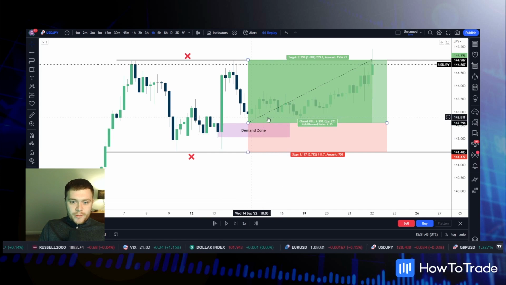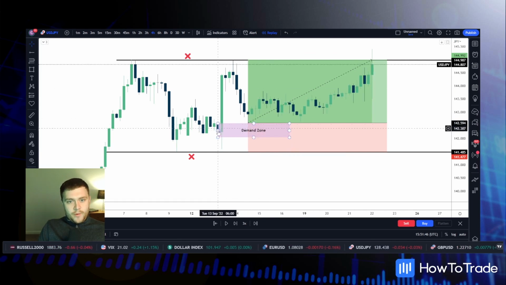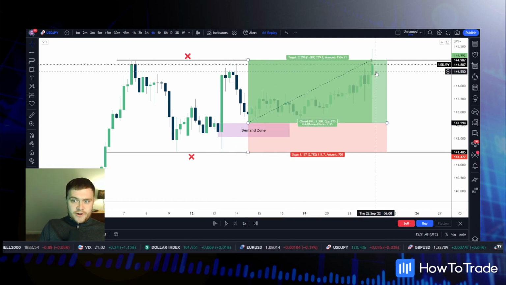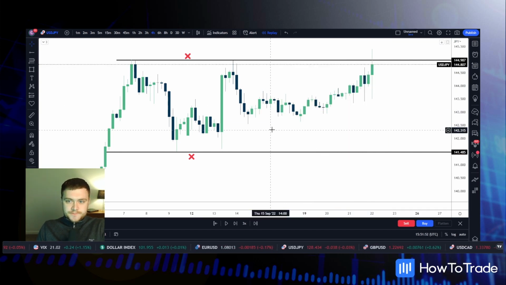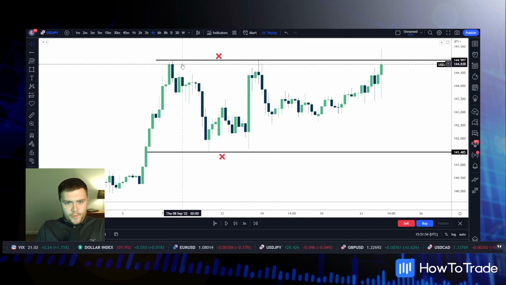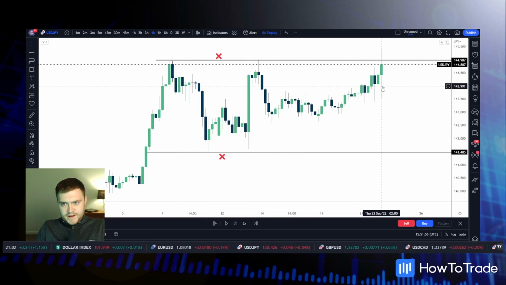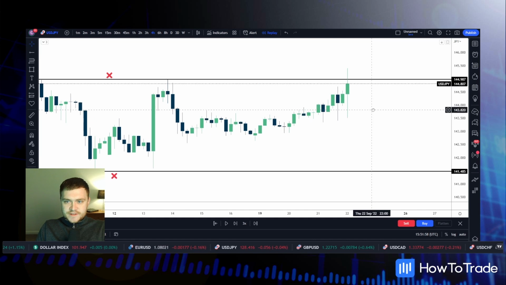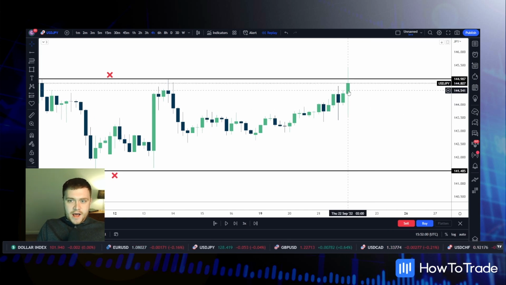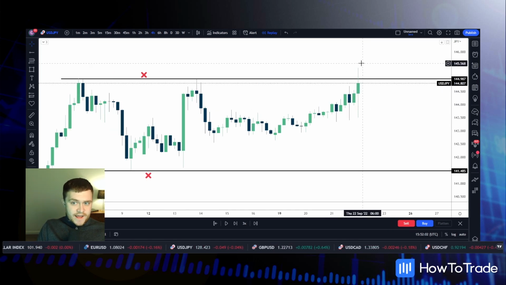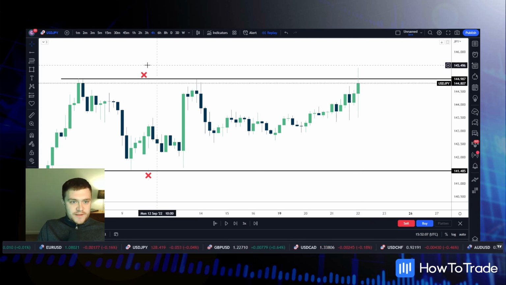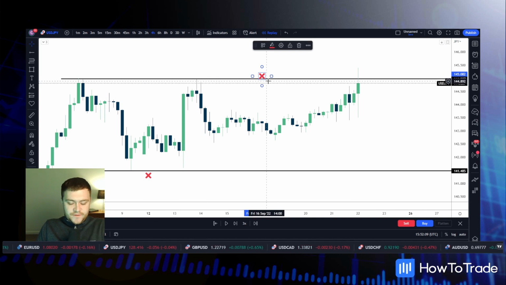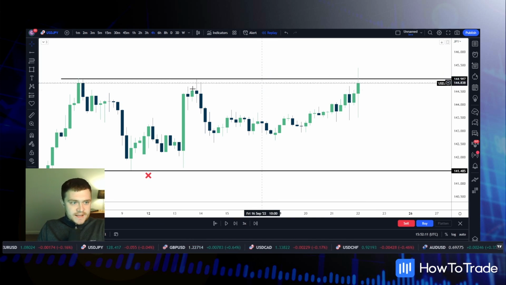So this is scenario number 1, where we had a demand zone or a supply zone within the range. So scenario number 2 would be to look for a fake out. That would be the ideal scenario. So what happened here? We see the market trading, and then what you'll notice is we got a potential breakout above the range, but look where this candle actually closed. It closed within the range. So here this cross stood for liquidity that was waiting to be taken.